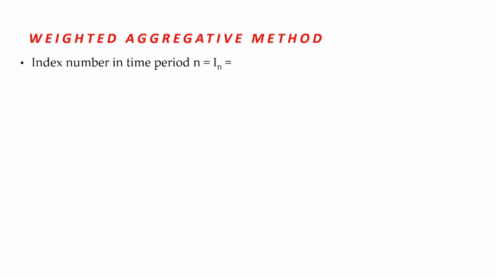So according to the weighted aggregative method, the index number in time period n, which is given by In, is calculated as summation Pni into Qi upon summation P naught i into Qi into 100. So this is the formula which we have to use to find the index number using weighted aggregative method.